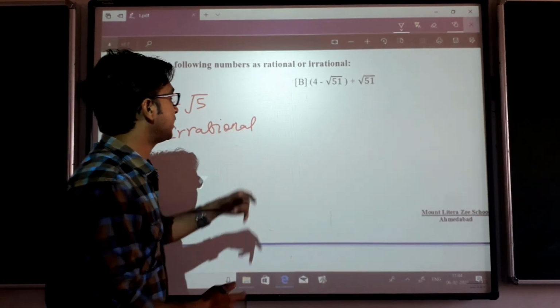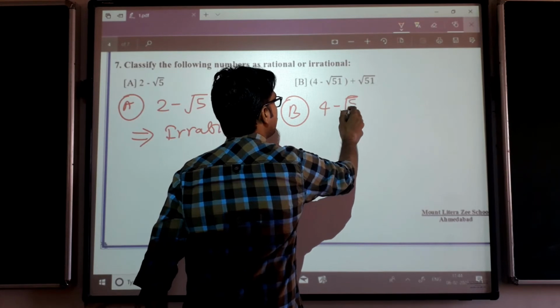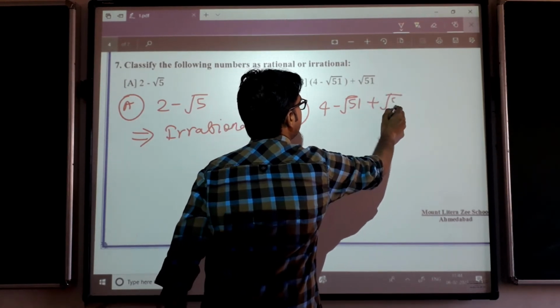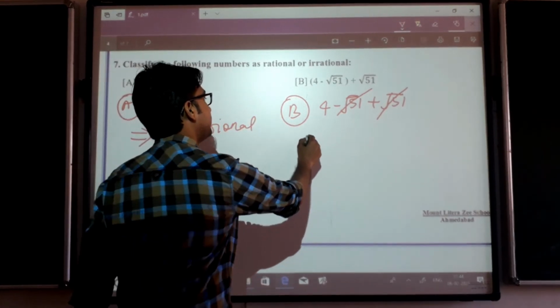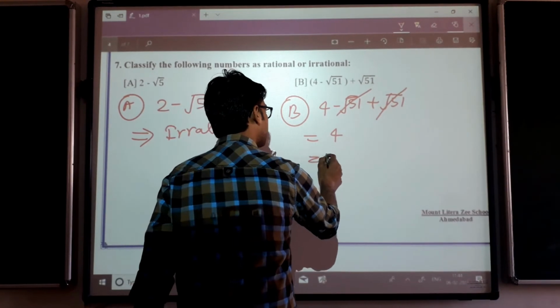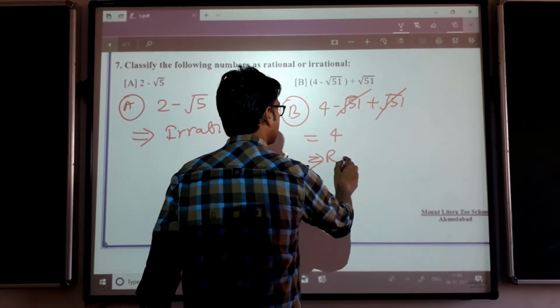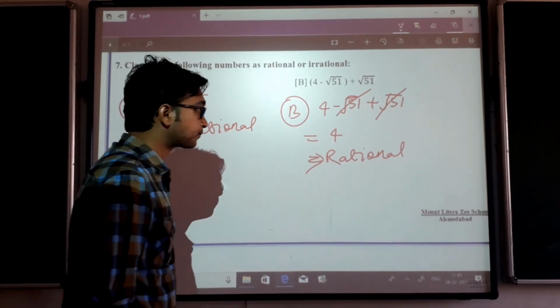Now in this case 4 minus square root 51 plus square root 51. So here root 51 can be cancelled. So we get 4 on simplifying this, then 4 is rational, so it is a rational number. What happened? It is a rational number.